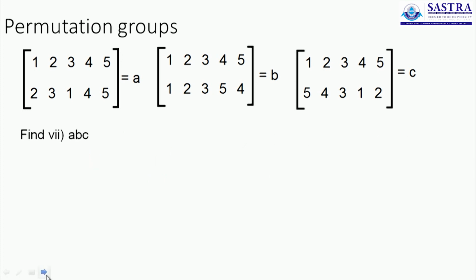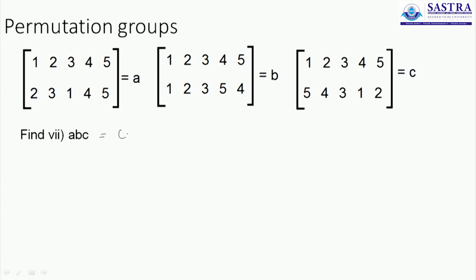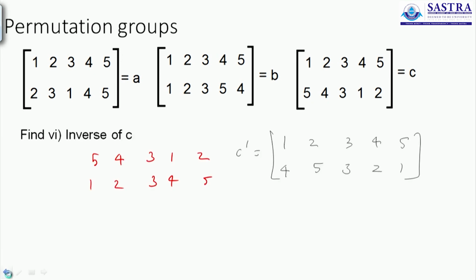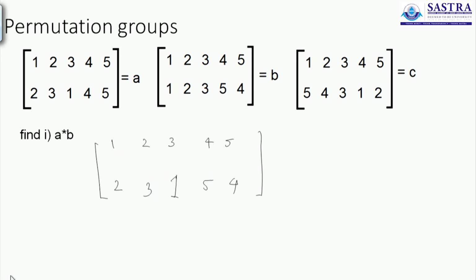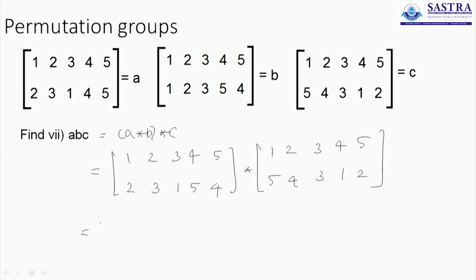To complete the problem, let's just find out what happens when you do A star B star C. We already had A star B with us. We'll write this as A star B star C. What is A star B? 2, 3, 1, 5, 4. Let's write it down. That is 2, 3, 1, 5, 4 operating on C. What was C? C is 5, 4, 3, 1, 2. It's from the left, so we'll not have to mess up with the orders.